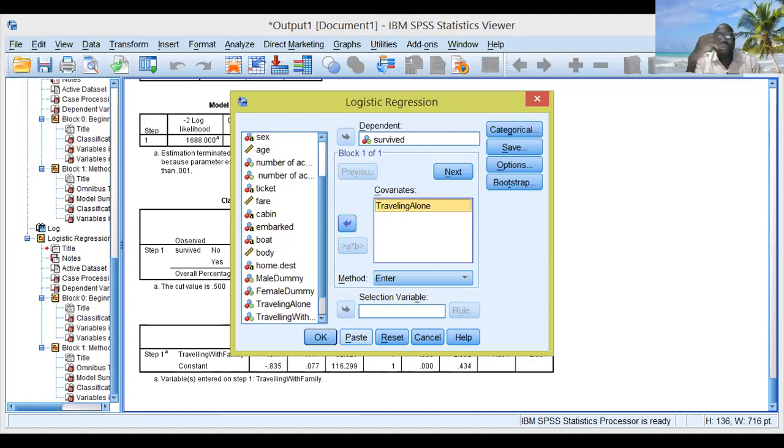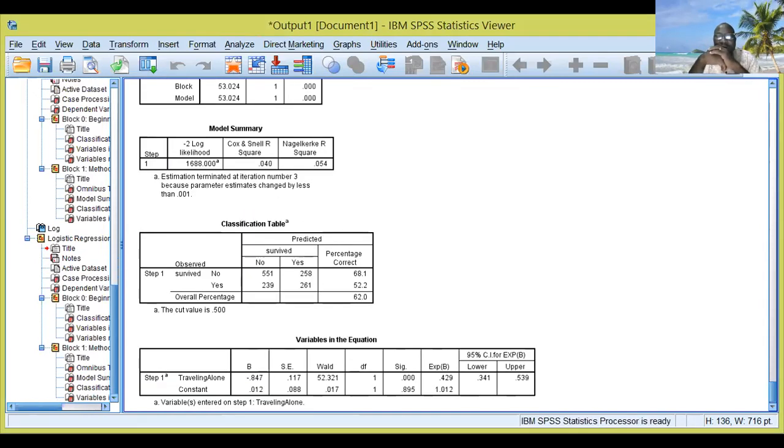The ratio will be around 0.447. Can you see now? If you look at it now, you can see the beta is minus 0.847. The other one was plus 0.847. The standard error, everything is the same.